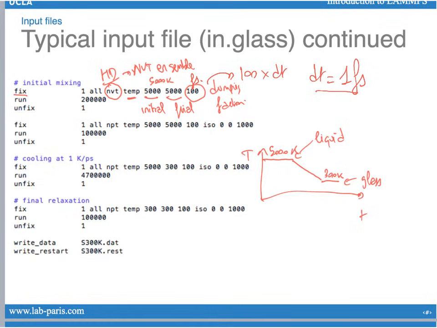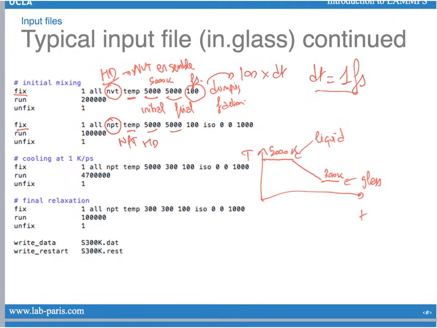So the way to let the system adjust its volume in order to reach a zero pressure is to now do an NPT simulation, an isobaric MD simulation. So you will use a new fix. You will say, now I want to fix an NPT molecular dynamics simulation. So in NPT, N, the number of atoms, is fixed. P, the pressure, is fixed, which means that the volume is free to change, but the pressure will be fixed, and T, the temperature, is fixed. So again, you will need to provide the temperature. So initial, final temperature. In this case, the temperature is 5,000.